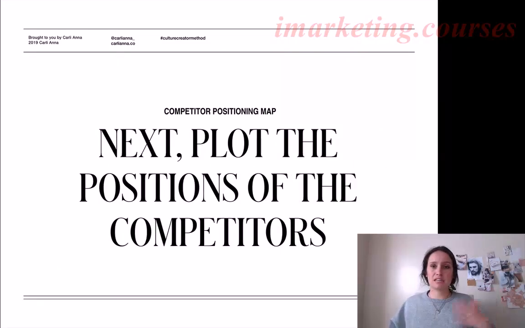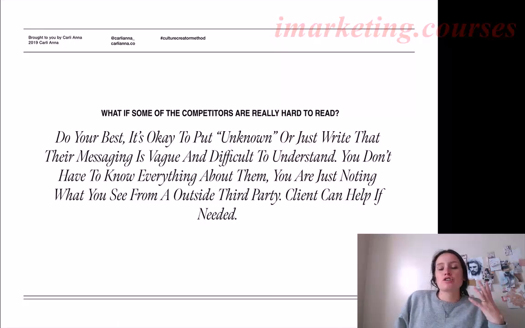Okay, next, once you decide what the boundaries are that you're going to be measuring the competitors at, you need to plot the positions of the competitors. And this is really simple, easy to the point. I feel like I don't have to tell you how to do this, but really what you're just going to do is say, I can see them here, I can see them here, and you're going to put the names on the map.